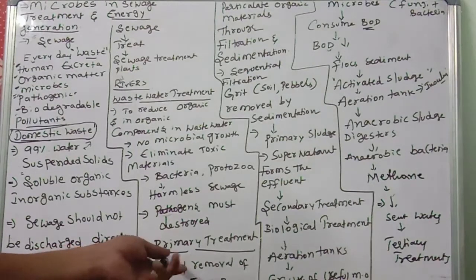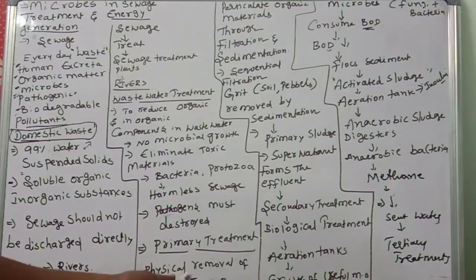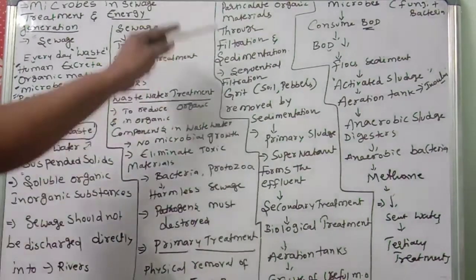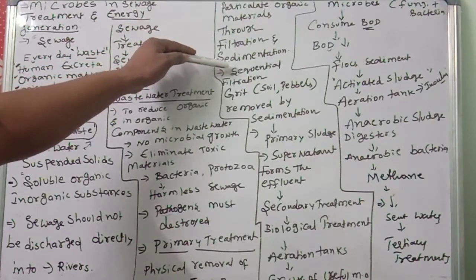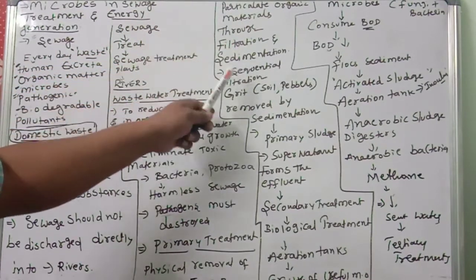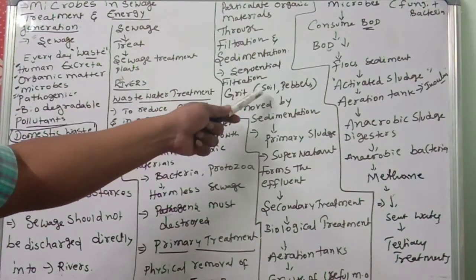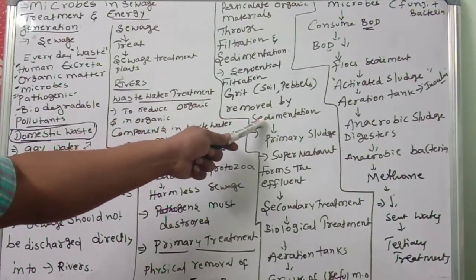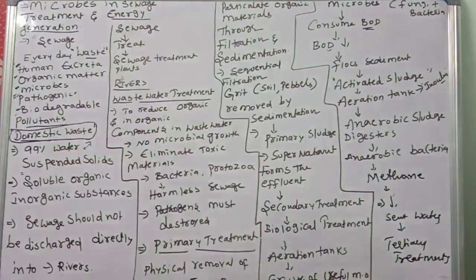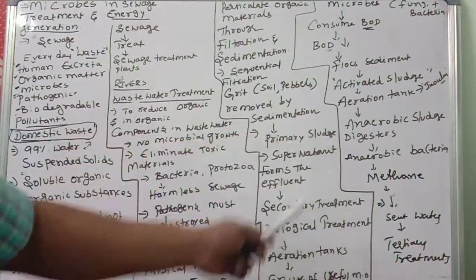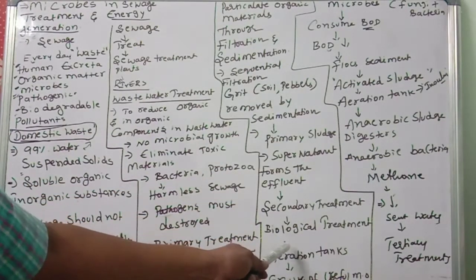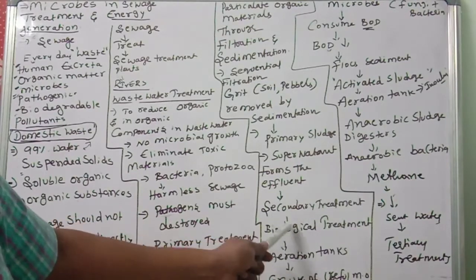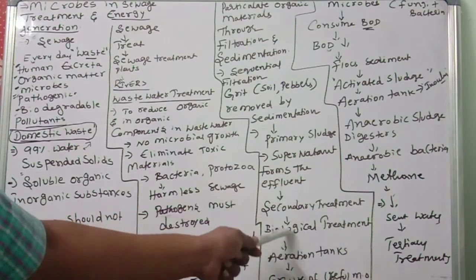First, we are discussing primary treatment. It is a physical removal, by using filters, which separate the solid particles and particulate organic materials through filtration and sedimentation. Sequential filtration is very important for removing physical waste materials. Grit, soil and pebbles are removed by sedimentation. That sediment is called primary sludge. The supernatant forms the effluent. Then comes secondary treatment, also called biological treatment. That effluent we are sending to biological treatment.